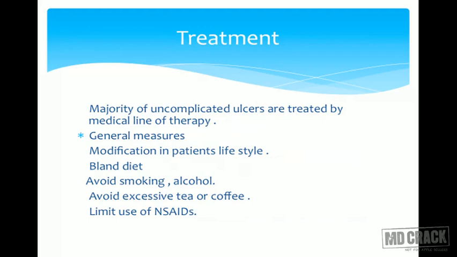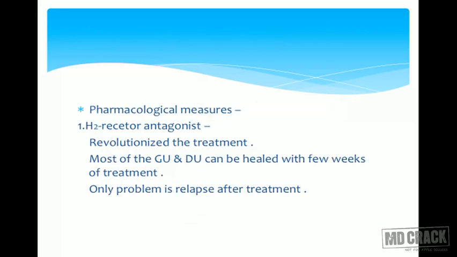Majority of uncomplicated ulcers are treated by the medical line of treatment. So what is the main treatment that we have got? We have got general measures, modification of lifestyle along with avoidance of smoking, alcohol, limited use of non-steroidal drugs, and excessive tea and coffee should be avoided.